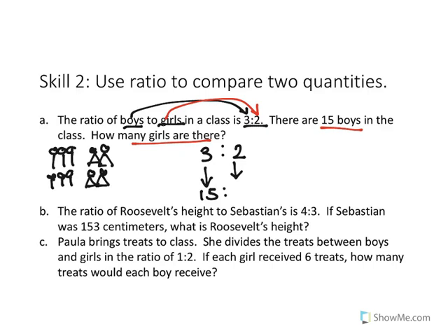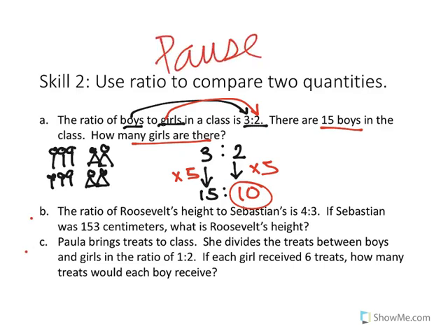So we now need to also transform by the same amount. So 3 to 15 means we multiply by 5. So we also have to multiply the 2 by 5 to get 10 girls. So at this time, pause and complete B and C.